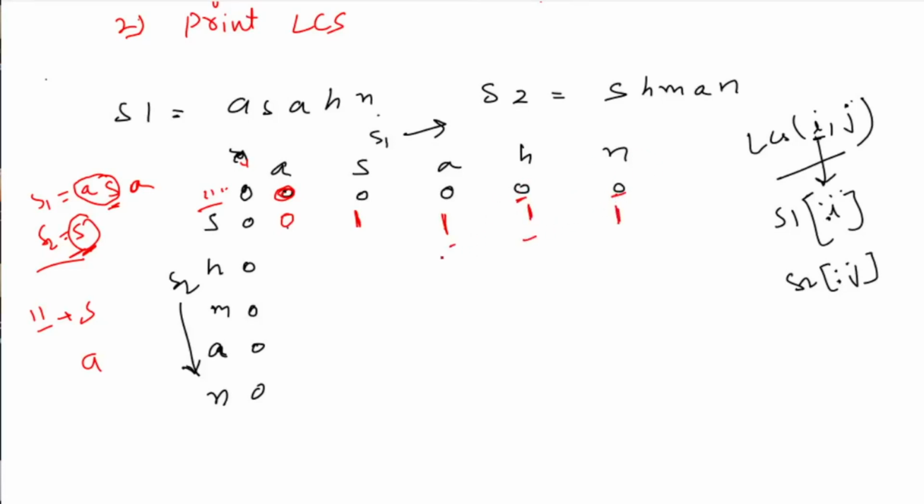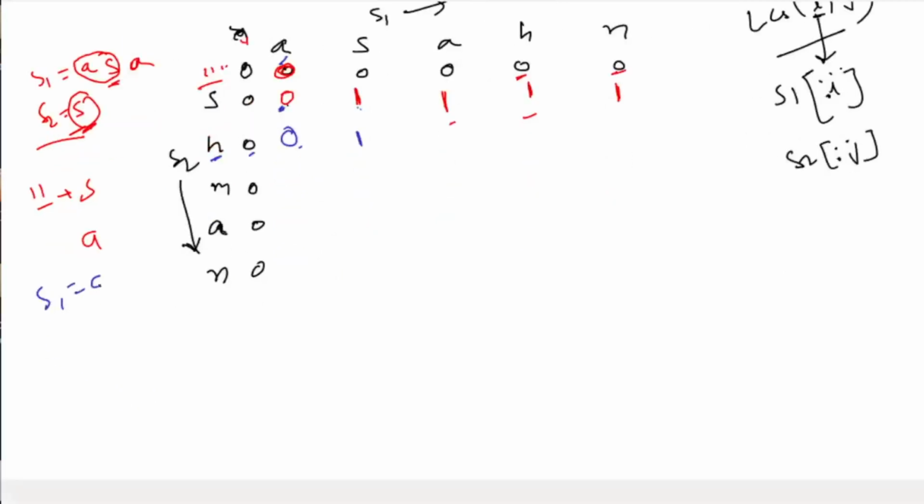Okay, and now let's move to second row. In second row you can see that H and A is not equal, so we'll again put 0 here, that is maximum of these two indexes. And then again H and S is not equal, so we'll take the maximum of both of them, because now our current prefix is S1 is AS, and in S2 we have SH. So what we can do is, we can simply ignore them.